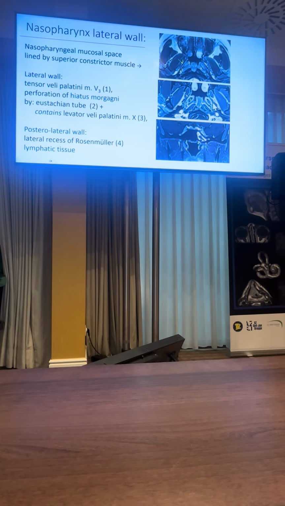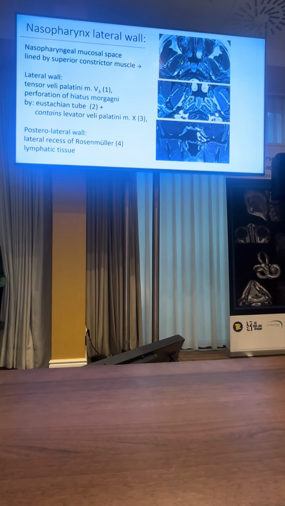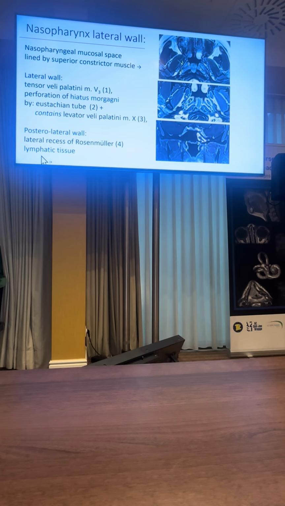So the lateral wall is perforated by the hiatus Morgagni. This is a gap, and the hiatus Morgagni is the gap that is perforated by the Eustachian tube and by the levator veli palatini. Eustachian tube anteriorly, levator veli palatini posteriorly. So the posterolateral wall contains the recess of Rosenmüller, and it also contains the continuation of lymphatic tissue. So you see the pharyngeal tonsil, and you see the extension of the tonsil into the lateral pharyngeal recess, or we call it the recess of Rosenmüller.